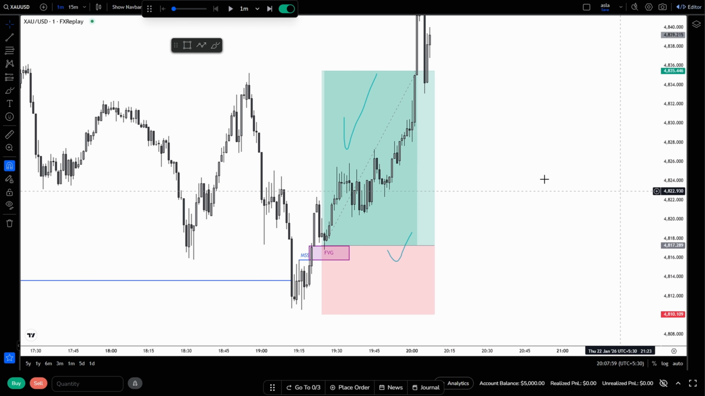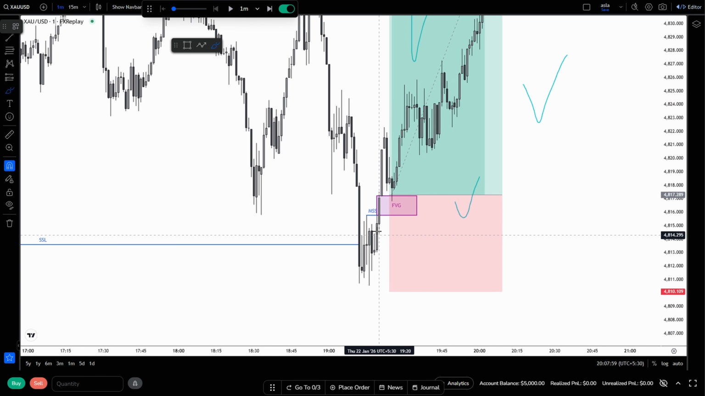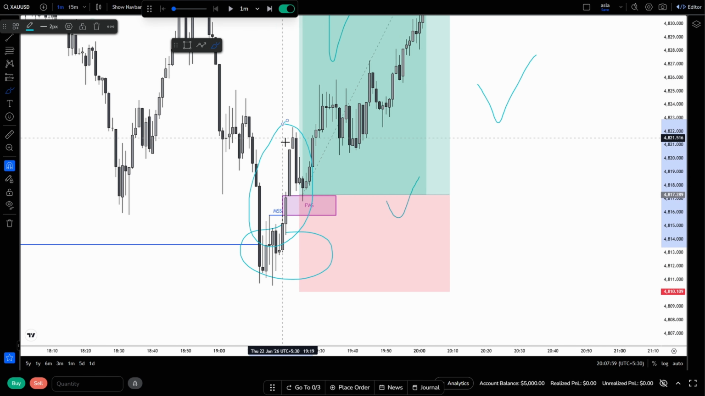Notice something very important here. We do not look for buys before displacement. We only look for buys after price shows strength and intent through the level.